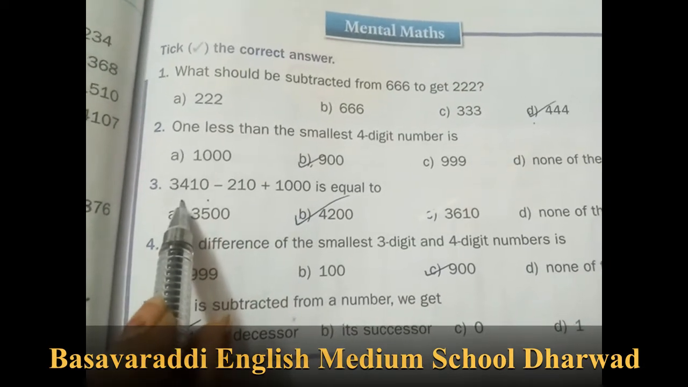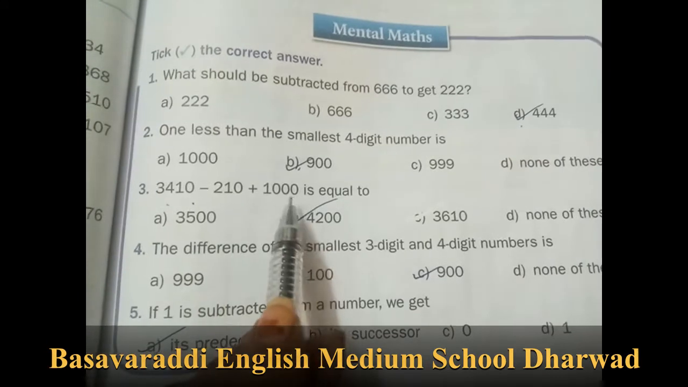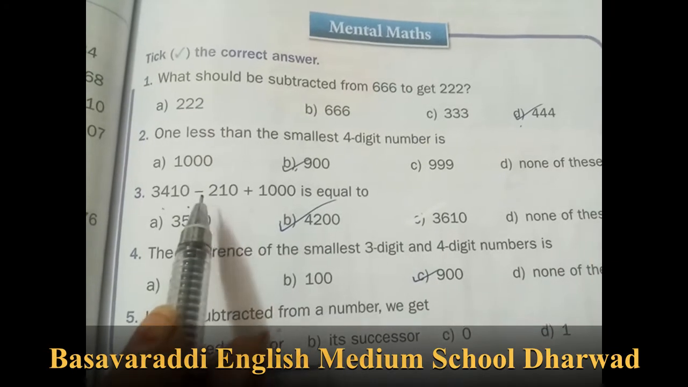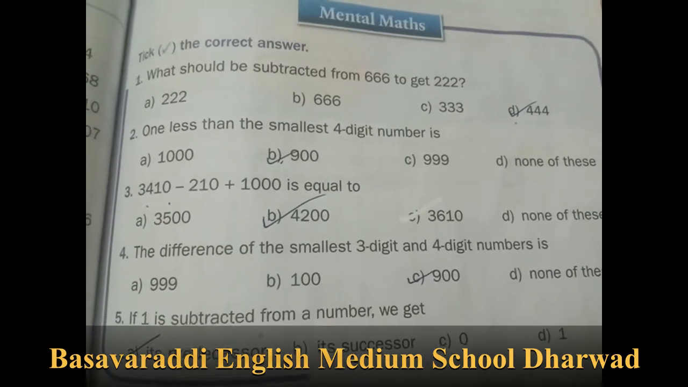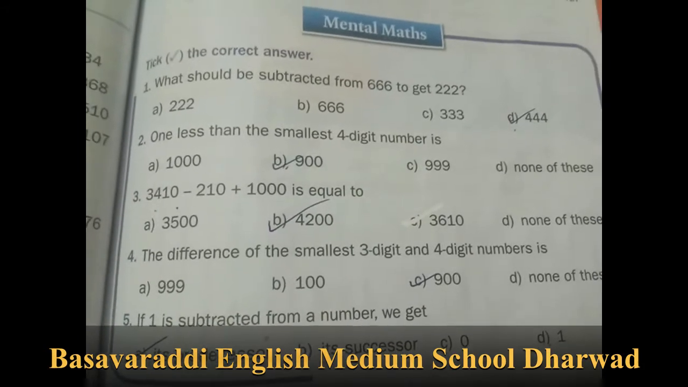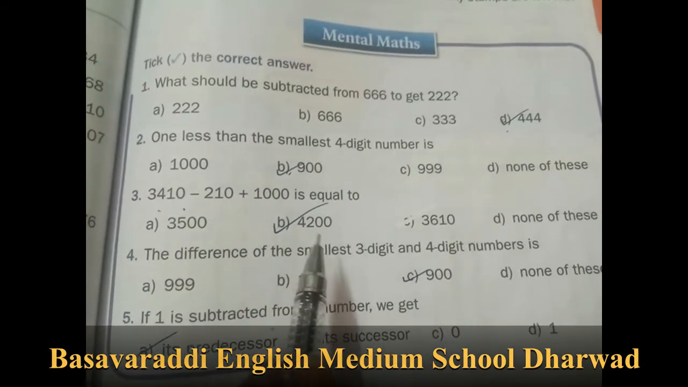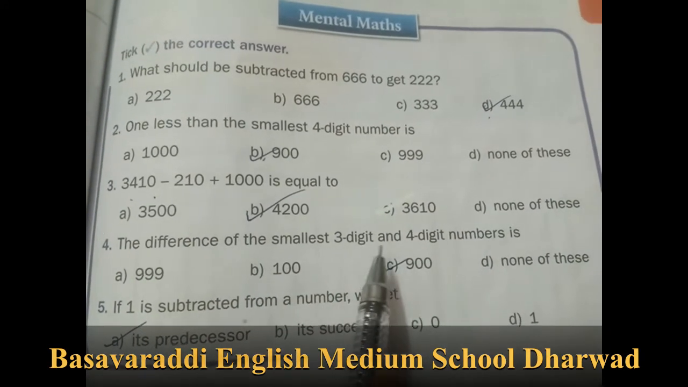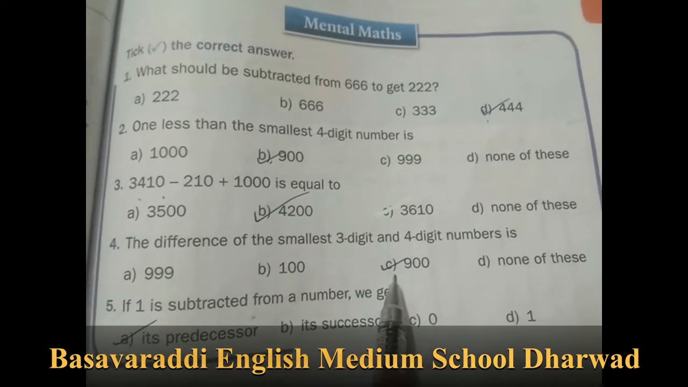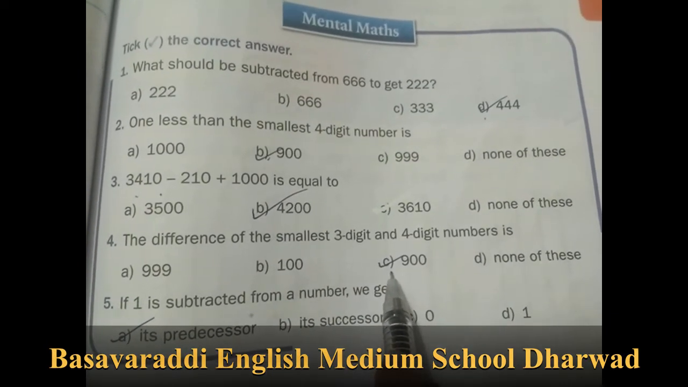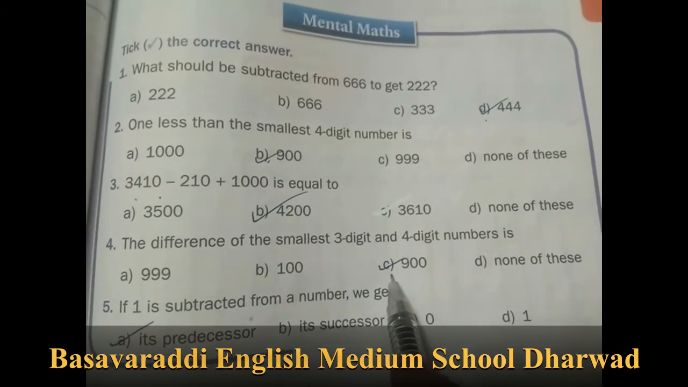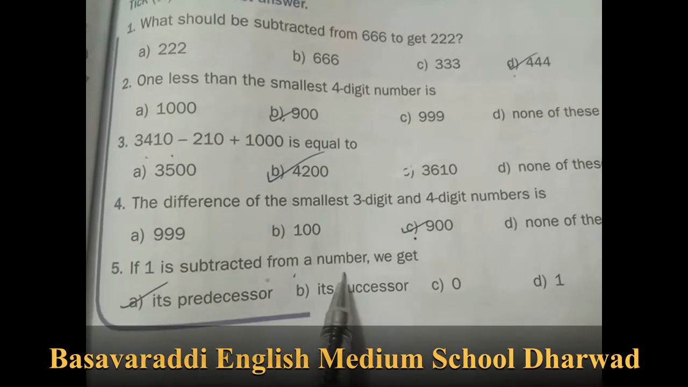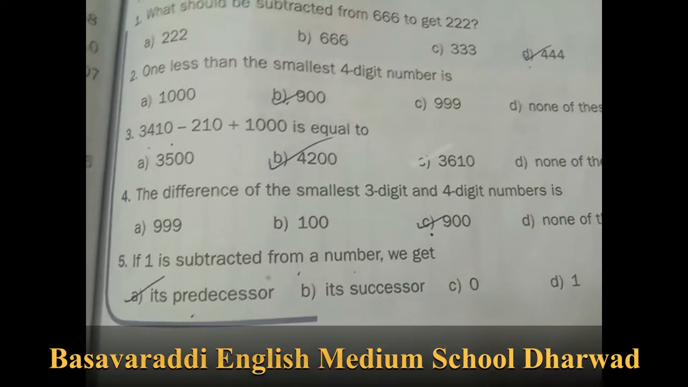First one you have to add: 3410 plus 1000, then 410 minus 210 you have to subtract. Then our answer is 4200. Now the difference of the smallest 3 digit and 4 digit number is 900. If we subtract 1 from a number, we get its predecessor.